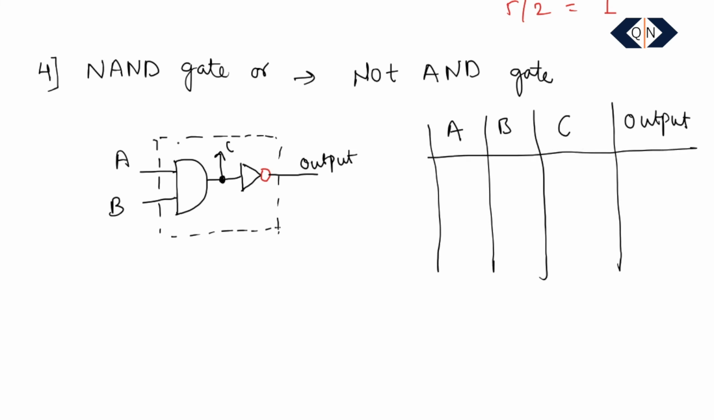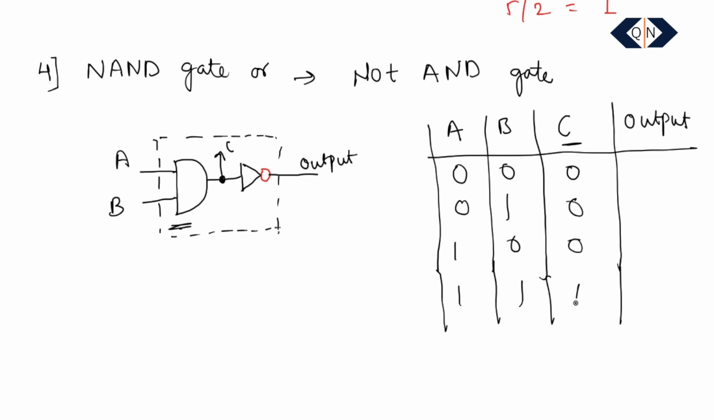So how many combinations of A B? 0 0, 0 1, 1 0, and 1 1. Now let's see what we are receiving at C. If we talk about A and B, currently this is an AND gate. So if both are 0, then it will be 0; 0 into 1 is 0; 1 into 0 is 0; 1 into 1 is 1. Now here we are getting output as C.